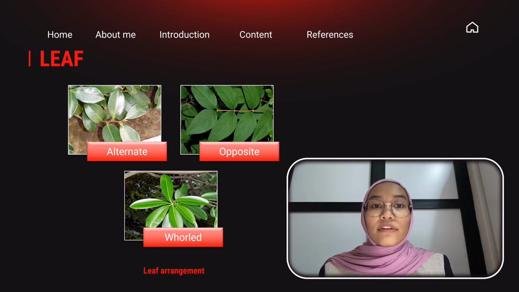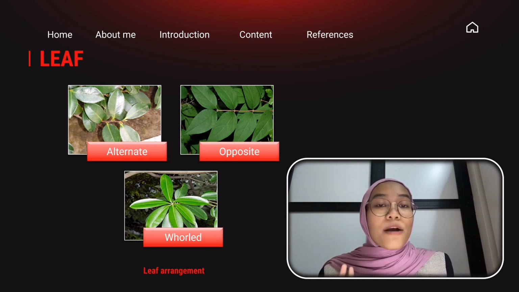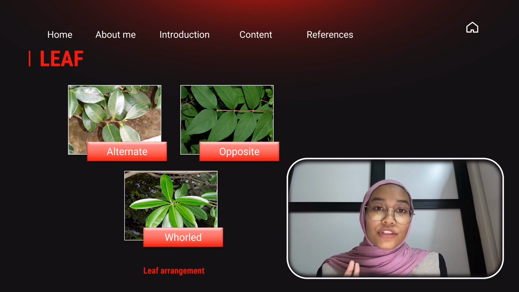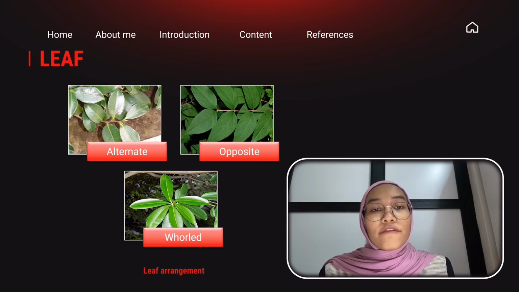Functions of leaf. First is photosynthesis. Leaves absorb carbon dioxide from the air, water from the soil, and with the help of the chlorophyll in the presence of sunlight produce sugar. The leaf is often called the food factory of the plant. Second, transpiration. A plant absorbs large quantities of water from the soil but utilizes only a very small part of it. The excess water is given out by the plant through the stomata on the leaf in the form of water vapor. And lastly, storage. A few leaves are modified and help in the storage of food.